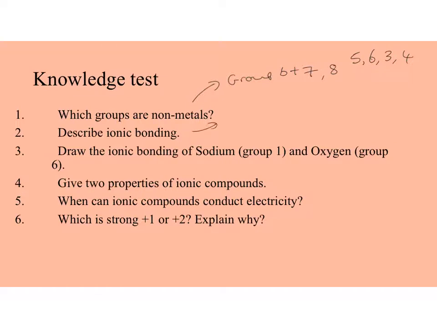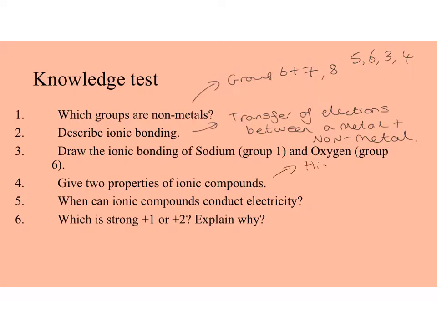Describe ionic bonding. It is the transfer of electrons between a metal and a non-metal. Okay, so the transfer of electrons between a metal and a non-metal. Draw the ionic bonding of sodium and oxygen. Give 2 properties of ionic compounds.